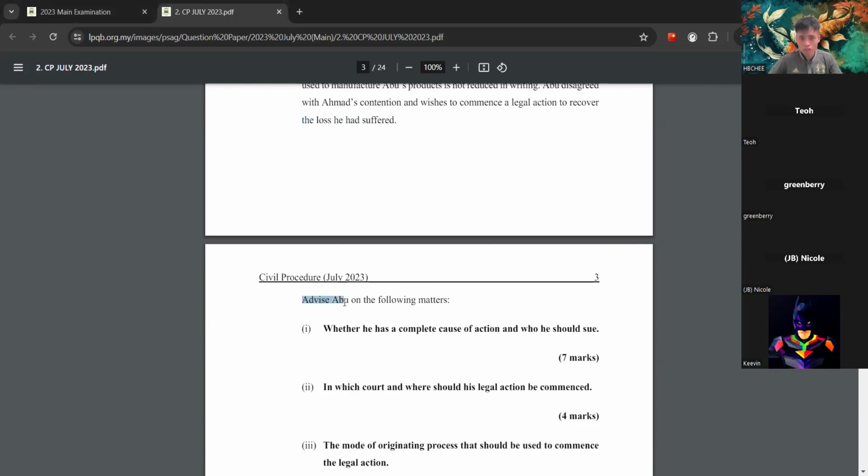Since now we are advising Abu whether he has a complete cause of action and who he should sue. By looking at this question, since it allocates 7 marks, we have to discuss two issues. First one is whether the cause of action is complete. Second one, who should Abu sue? Can I have the thoughts from you all, and you may respond in the group chat.